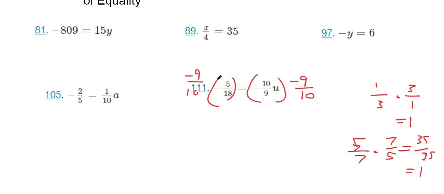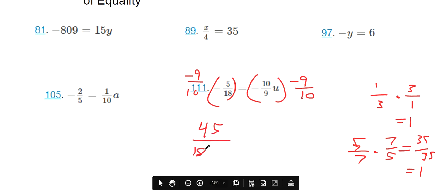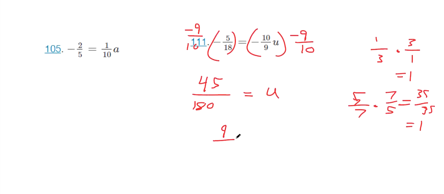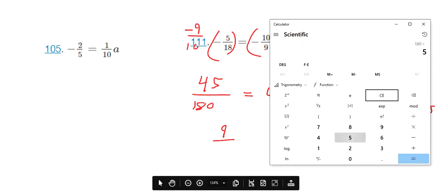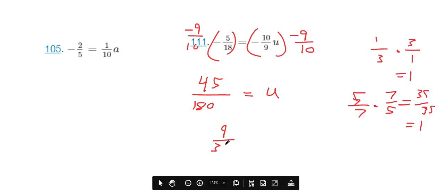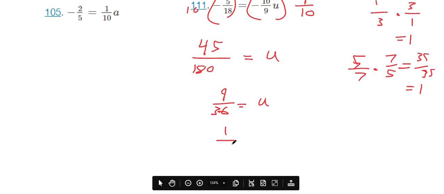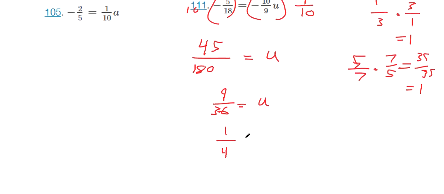So if we do that, negative 9 times negative 5, that makes a positive 45. And then 10 times 18 makes 180. And then that's a fraction we can simplify. The top and the bottom are both divisible by 5. 9 over 36 is u. And then divide the top and the bottom by 9. Makes 1 over 4 for u.